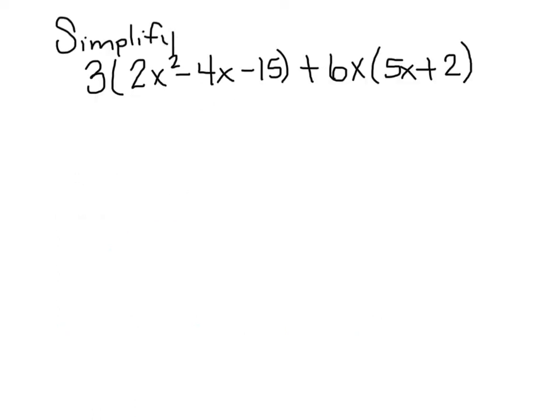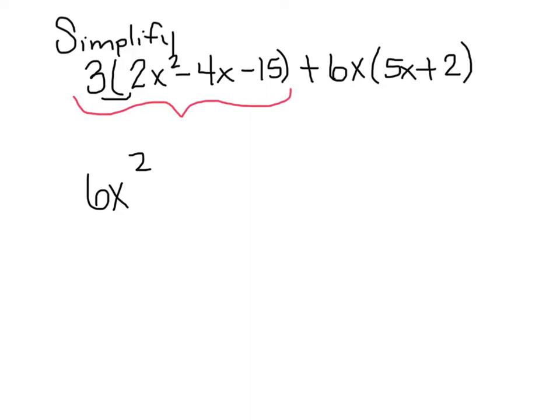Okay, your next problem, we are going to simplify 3 times the quantity x plus 2, or x to the second power, minus 4x minus 15, plus 6x times the quantity 5x plus 2. Well, let's take this one group at a time, and I'm going to take this first. And I want to use the distributive property. 3 times 2x would be 6x to the second power.